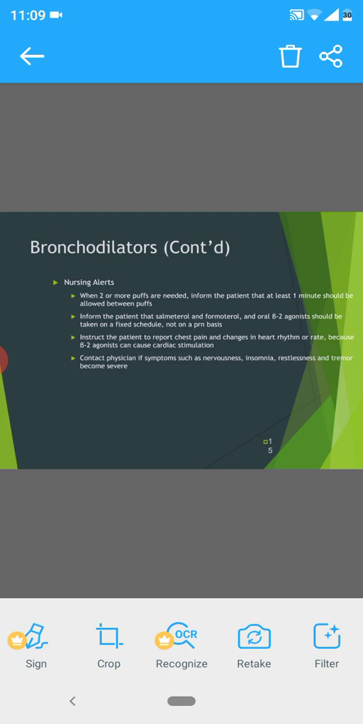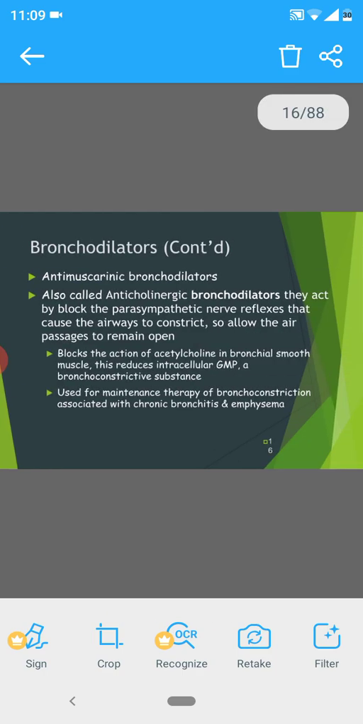So basic nursing alert while using bronchodilators: if you are giving these drugs in the form of puff, immediately after, the patient has to rinse the mouth. And there must be 1 minute space between the puffs. Always take the drugs on scheduled time. Always monitor the patient's heart rate and respiratory rate and its rhythm also. And contact the physician if you are getting any type of severe symptoms or adverse effect like nervousness, insomnia, restlessness, tremor and become severe. So this is all about this class.